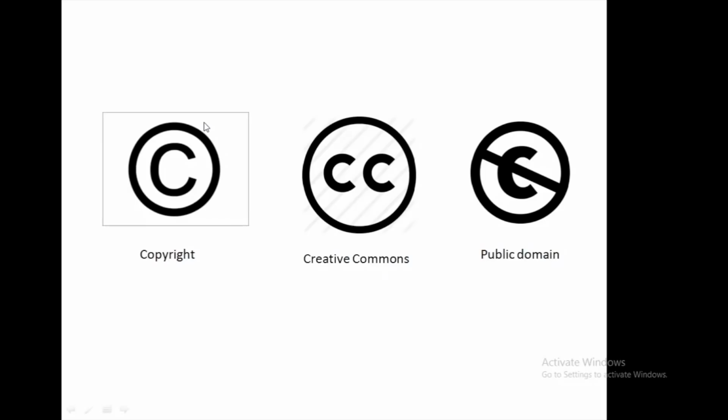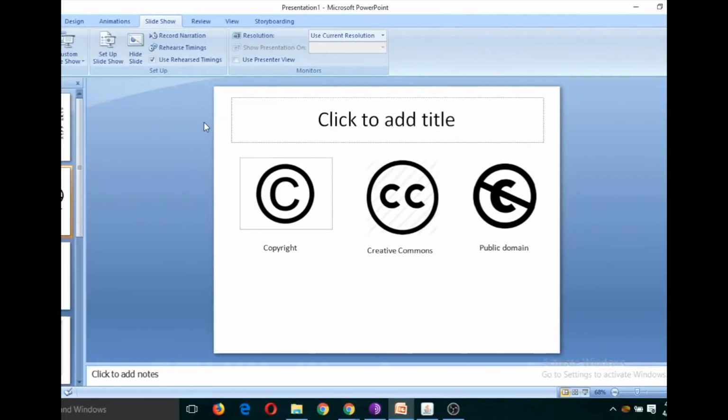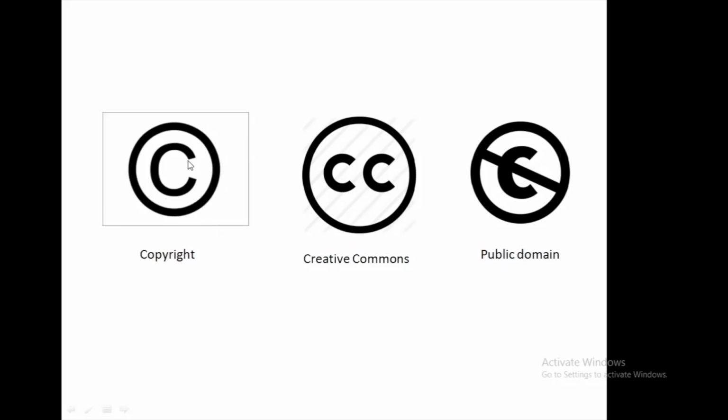Now let us try to understand how we can use these open education resources or any other resources in our MOOC course or in our daily class also. So you can see there are three symbols here. So copyright, you have learned about it in previous lectures.